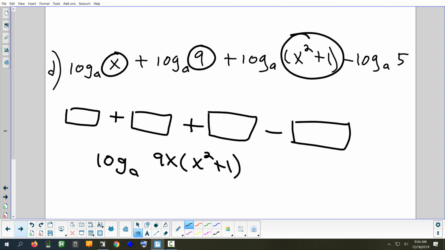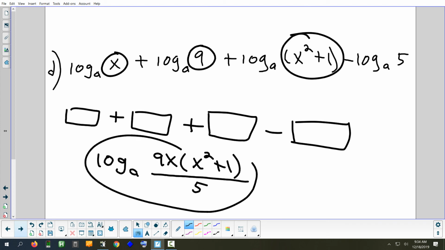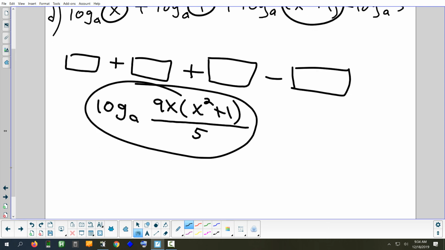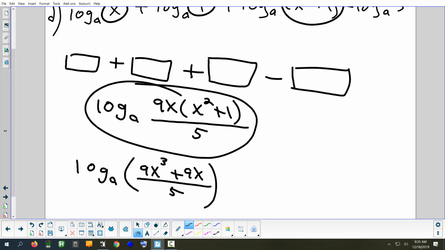The last one is a subtraction. When you combine logarithms, what does subtraction turn into? Division. Divided by 5. And that's your answer. Only thing you might see on that one is they could distribute the 9x. If they did that, it would be 9x cubed plus 9x over 5. So 9x times x squared is 9x cubed. 9x times 1 is 9x.